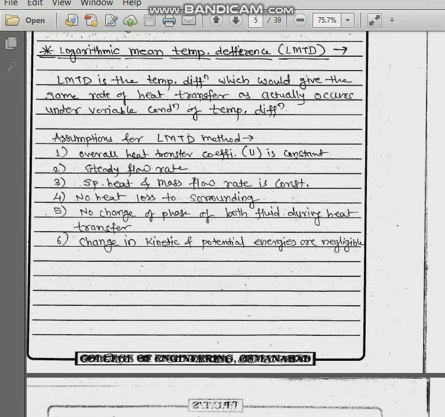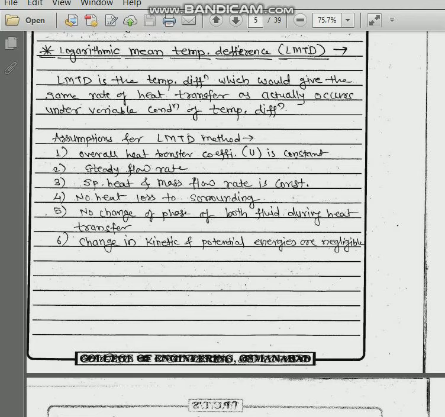The first assumption you can see here is that the overall heat transfer coefficient, generally denoted by capital U, is constant. This is the first assumption we have to consider. Second is steady flow rate. We already discussed what is meant by steady process, so I will not waste our time discussing the same. Third one is that specific heat and mass flow rate are constant.